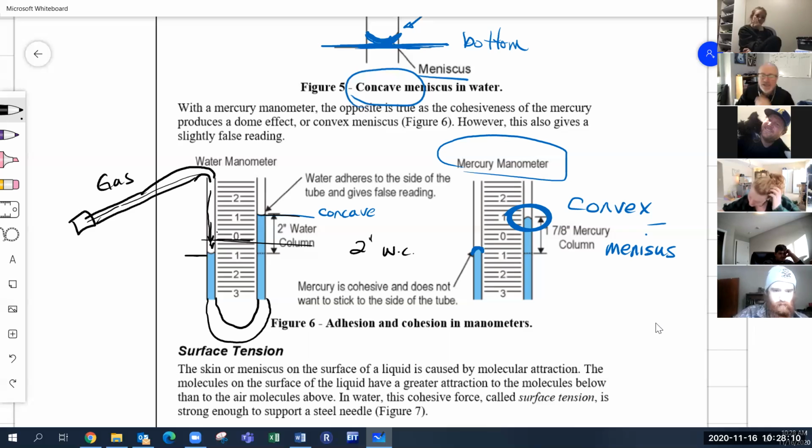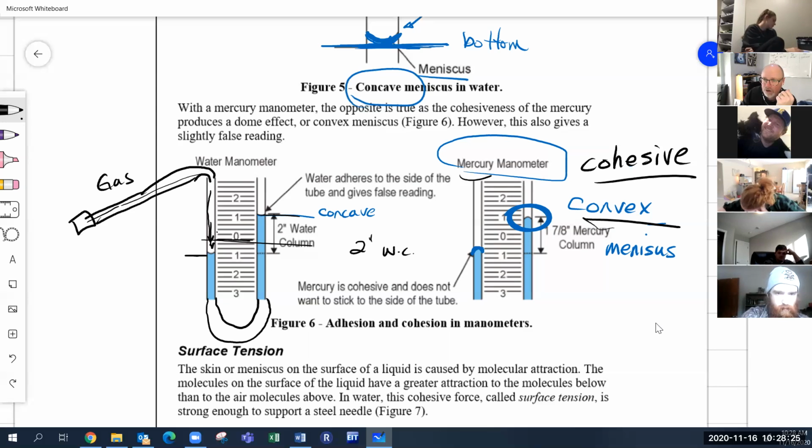So mercury with this convex meniscus, it's because mercury is cohesive. Remember that. Mercury is cohesive. Water is adhesive. Water adheres.